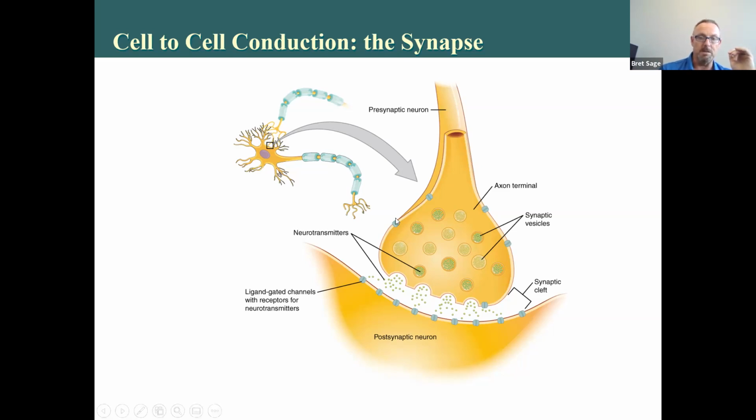So arrival of the action potential, movement of calcium, which this one does not show. The calcium allows these vesicles to bind to this membrane, causing the acetylcholine to diffuse. It binds to these ligand-gated channels. They open, allowing sodium to come in. That generates a graded potential, potentially high enough to make an action potential in the postsynaptic neuron.